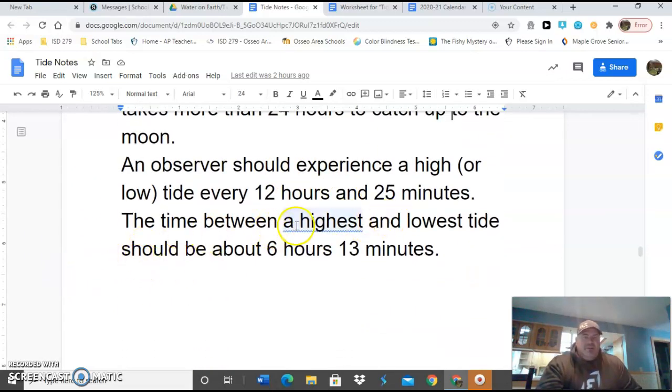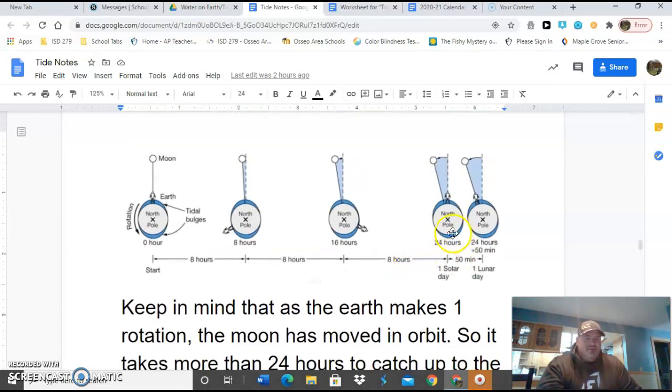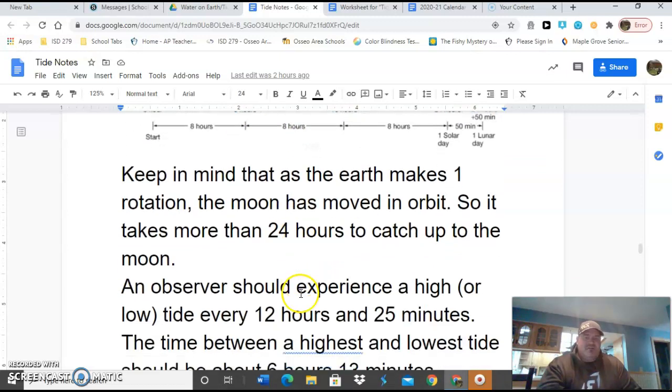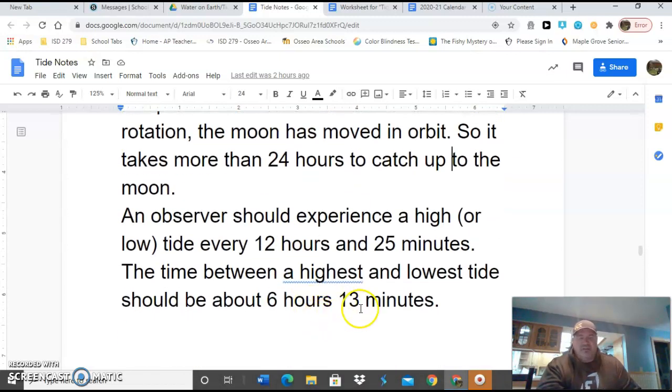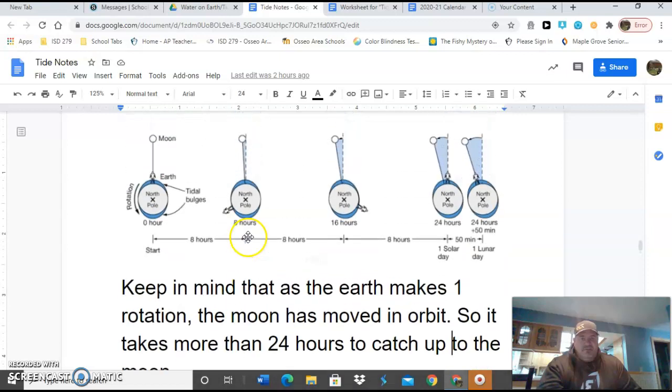The time between a highest and lowest tide then should be about 6 hours and 13 minutes. So I'm not going to zoom back in here, but if you're down here and it is whatever time of the day, 6 hours and 13 minutes later, half of the 12 hours and 25 minutes, you should be back into low tide. So from here to here should take 12 hours and 25 minutes to get back to high tide again precisely. So half of that would be 6 hours and 13 minutes, give or take. Okay, so does that make sense?